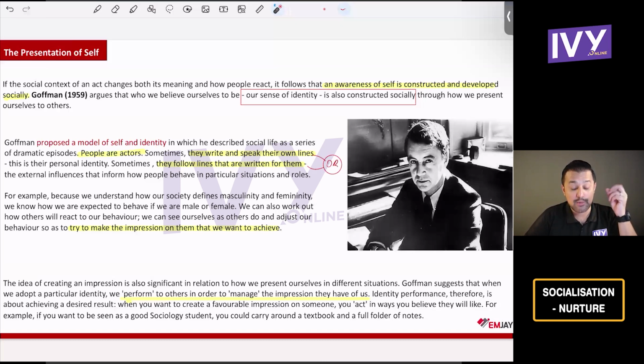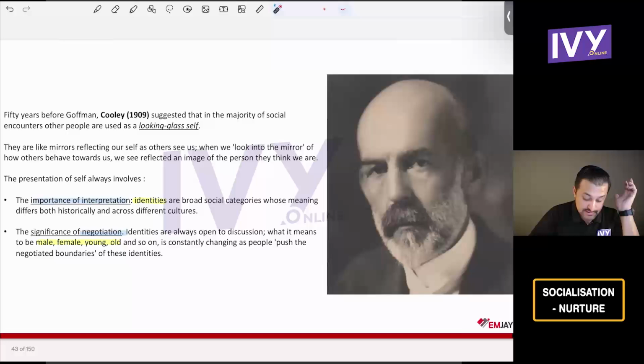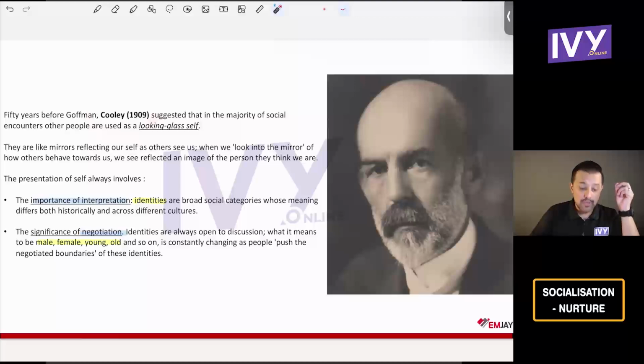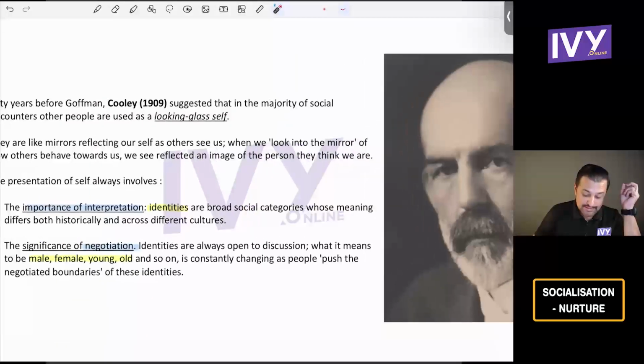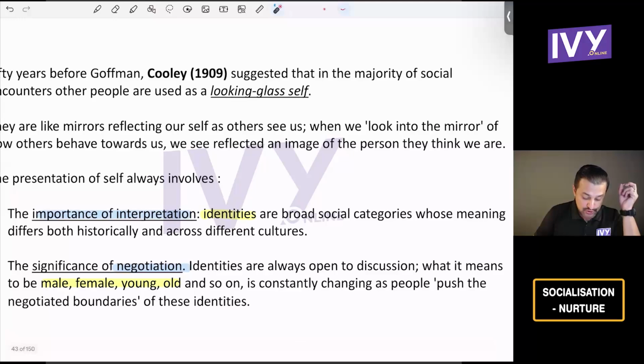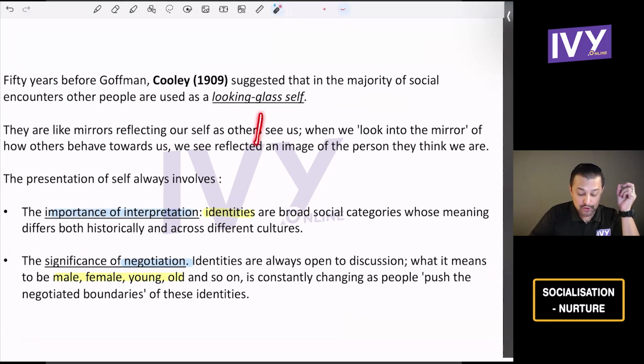We initially spoke about feral children. We went on to discuss different individuals from different societies, all of this in support of the idea of socialization. Then we spoke about the I and me theory, then the presentation of self. And finally, we talk about the looking glass self theory that was put forward by C.H. Cooley. Now, 50 years before Goffman, in 1909, Cooley suggested that in the majority of social encounters, other people are used as a looking glass self.